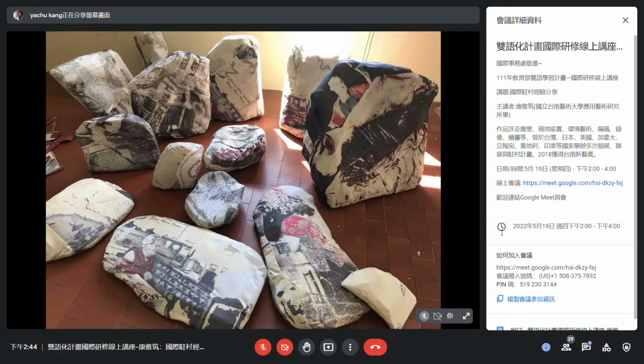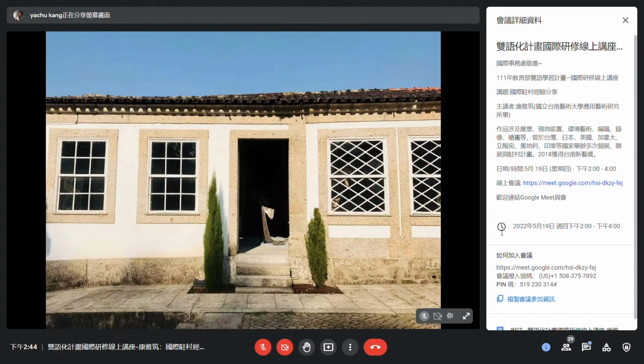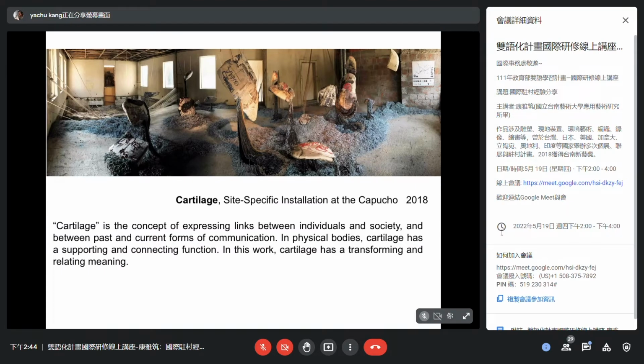And then I bring them back to my studio and I use this textile to cover the form of the sculpture. And then I install my work in this space. So this is the final presentation. And I title my work as cartilage.